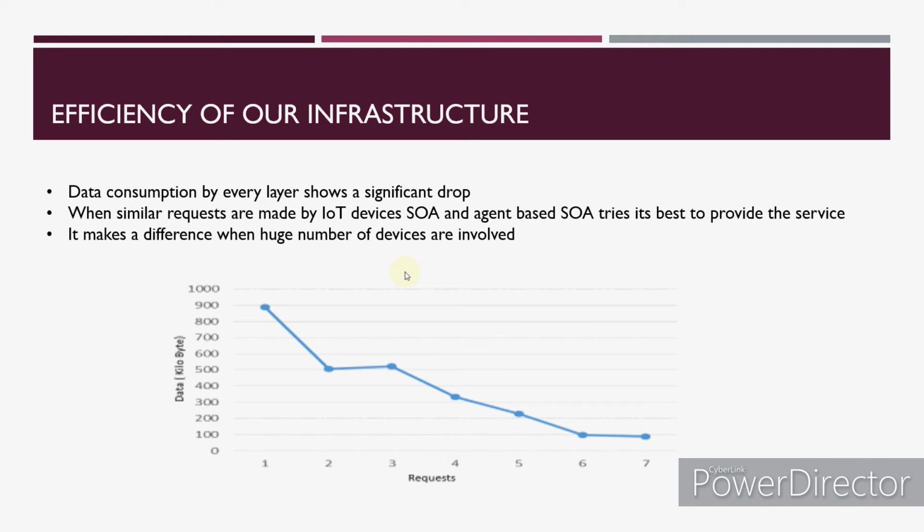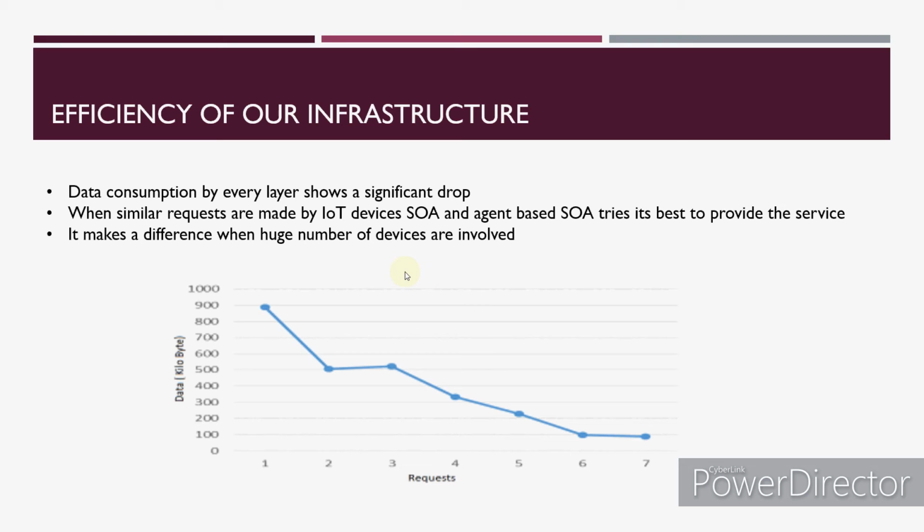Let's talk about the efficiency of our infrastructure. We compared both results with different numbers of requests made by different IoT devices, and as you can see, if the number of similar requests increases, then the data consumption in the upper layers goes down, which is the main target here.